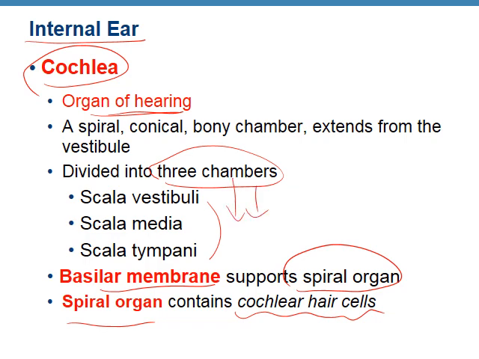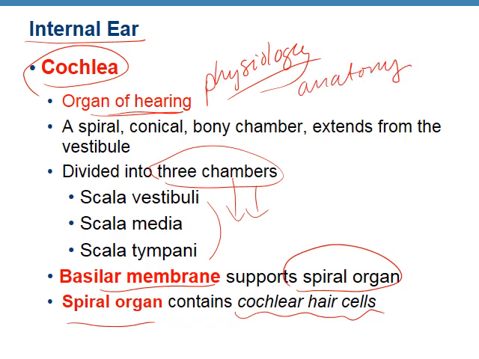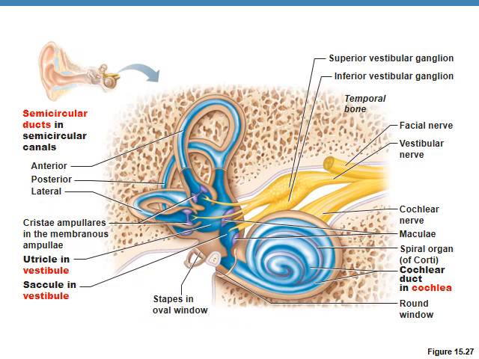So I'm not so worried about the three chambers listed here. I don't have it highlighted in red. I want you to follow the physiology of hearing. How do we hear? And then I want you to look at the anatomy and structures. So let me walk you through what I'm talking about on the next slide.